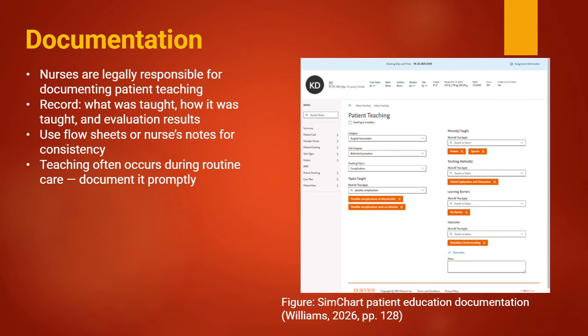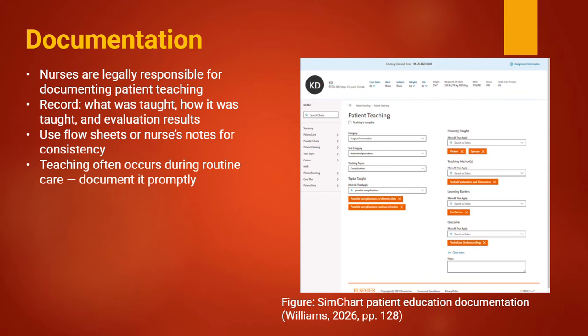Documentation is a vital part of the patient education process and a legal responsibility of every nurse. If patient teaching is not documented, it's considered not done, even if you actually perform the teaching. Documentation serves as both a communication tool and legal protection for the nurse and the facility. Every staff nurse is responsible for recording patient teaching in the medical record.